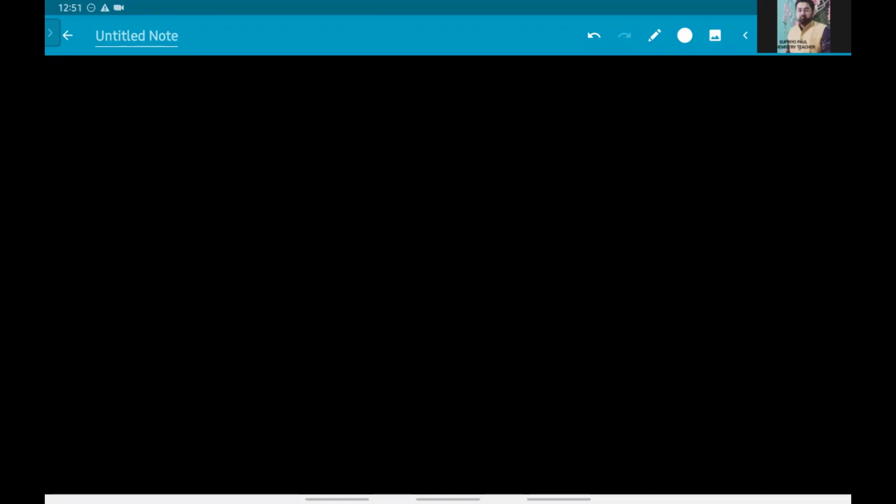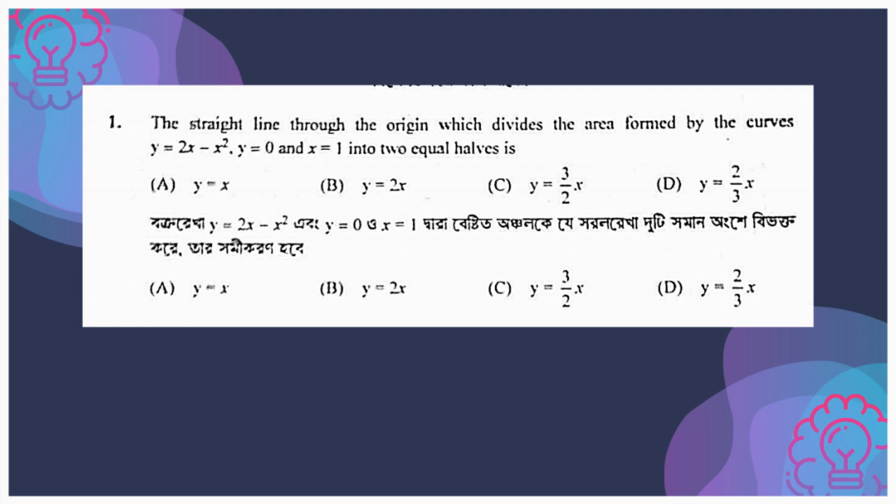Okay, so let's start. The first question given is: the straight line through the origin which divides the area formed by the curves y equal to 2x minus x square, y equal to 0 and x equal to 1 into two equal halves. So we have been given three curves, that is y equal to 2x minus x square, y equal to 0 and x equal to 1.